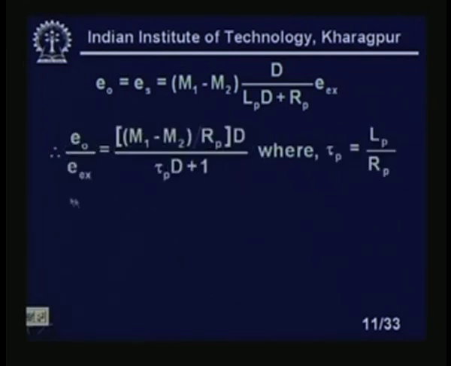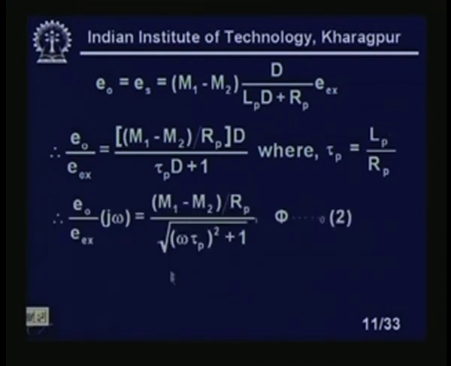Now, you see this E naught by EX, I can write as output voltage by excitation voltage. If I normalize the output, it will be M1 minus M2 by Rp, D operator, tau p D plus 1, where tau p equal to Lp by Rp, right. Now, you see here that this is the time constant. So, this is a first order system. So, it is the time constant of the system.